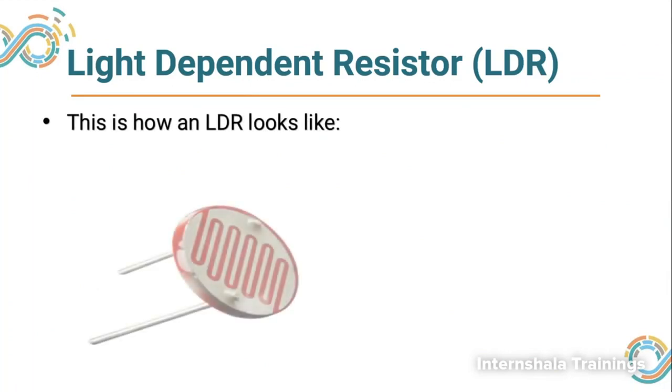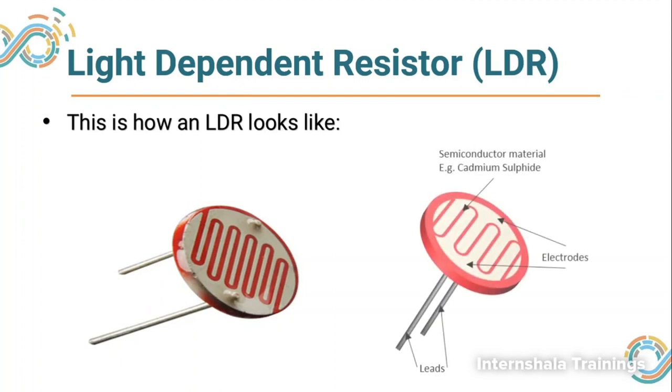It is available in a circular shape on the top, where we have a semiconductor material called cadmium sulfide. There are two electrodes just like a resistor, and in size it is slightly bigger than a resistor. LDRs are available in larger sizes also.